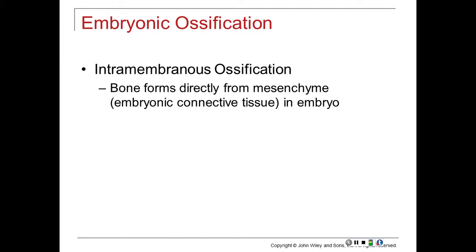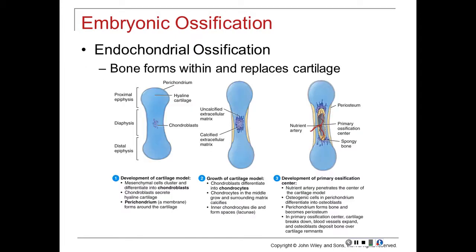Let's start with the embryonic form in a process called intramembranous ossification. This is when bone forms directly from an embryonic connective tissue. So you can imagine this embryo, which is basically just full of certain types of cells. Well, some of those cells, called mesenchyme, will develop into bone. And this is pretty much what happens.